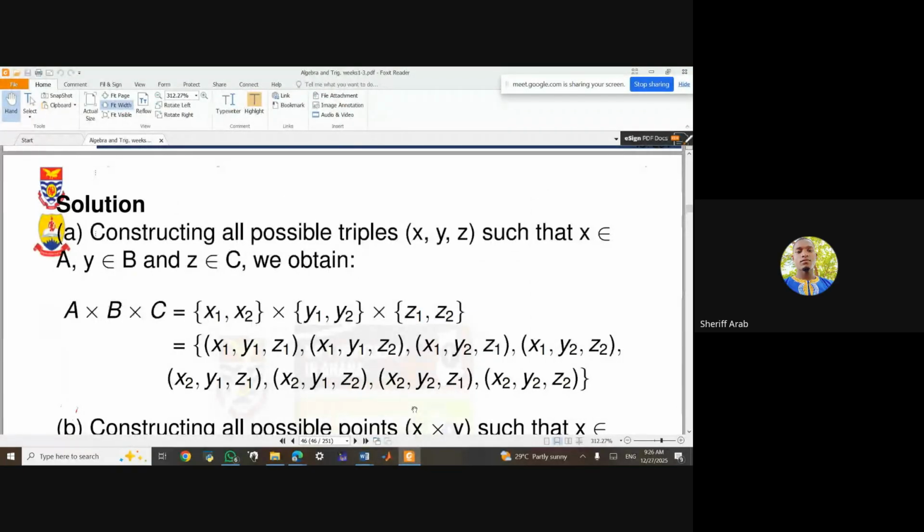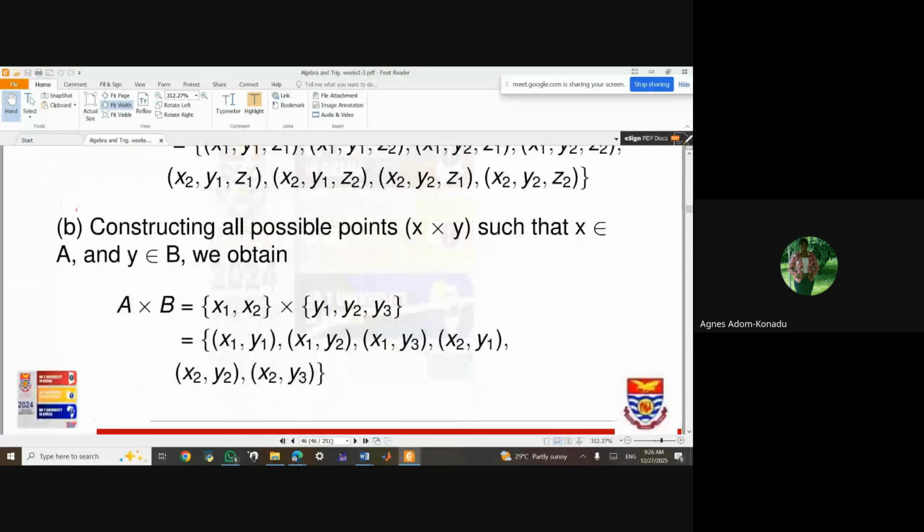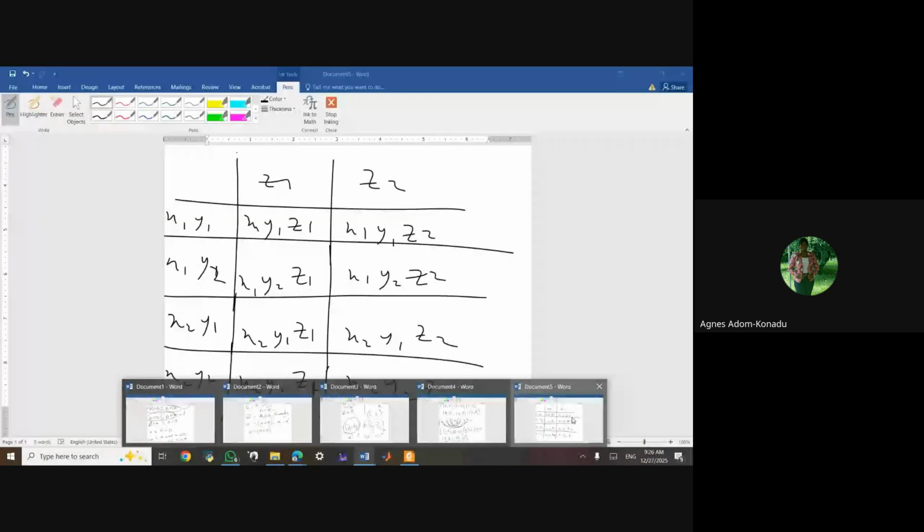Okay, thank you, madam. You're welcome. So we can even try it with this. It says construct all possible points (x, y) such that x is in A and y is in B. Then we have this. So let's try this one with that table form.